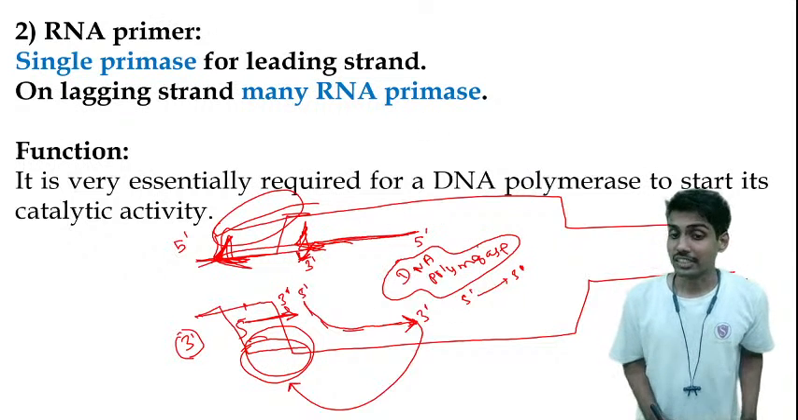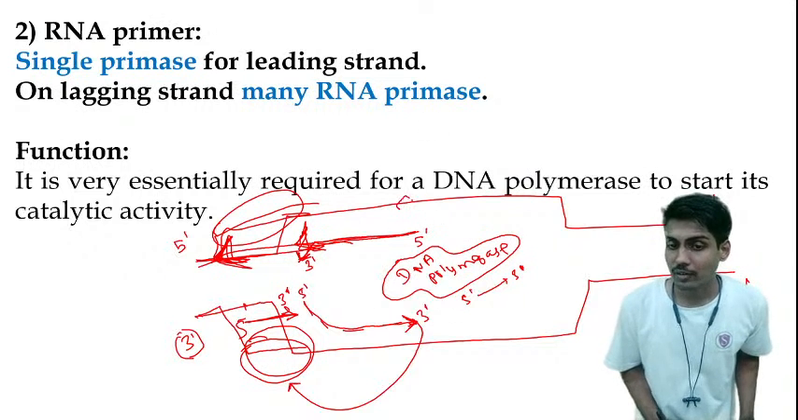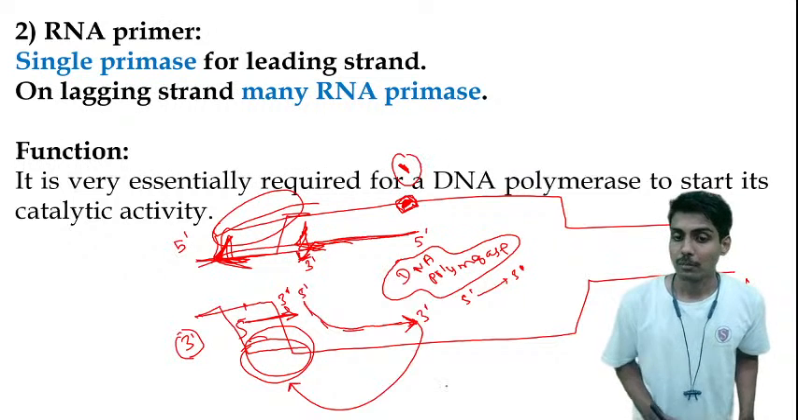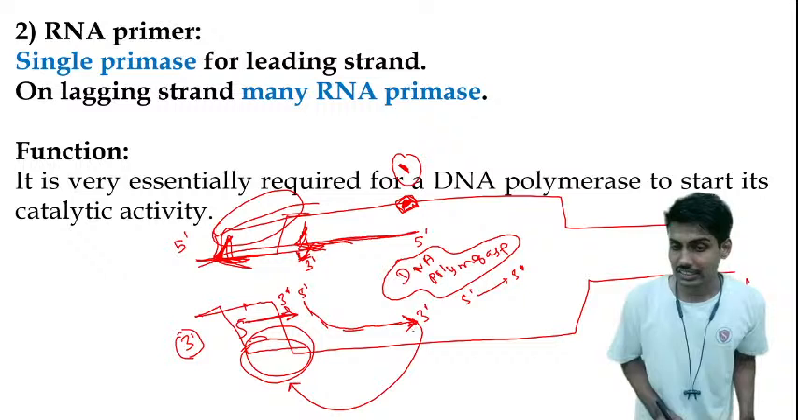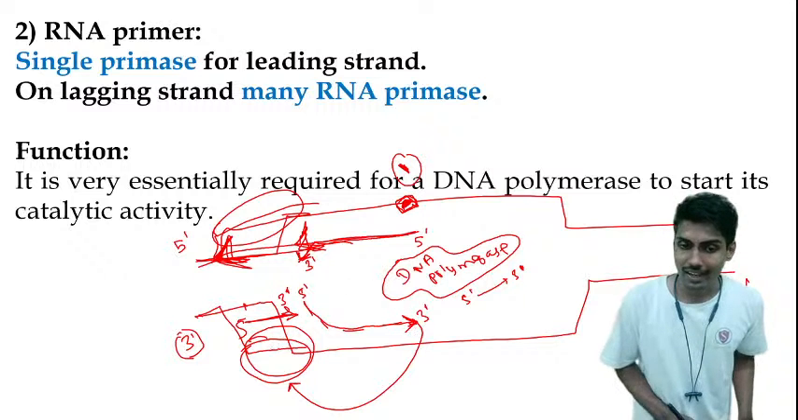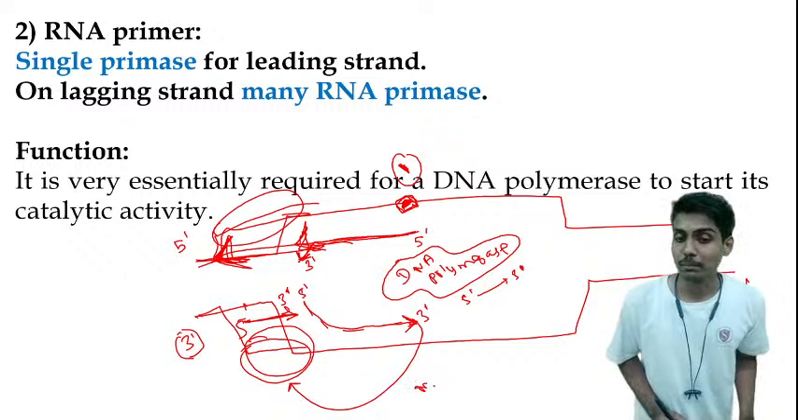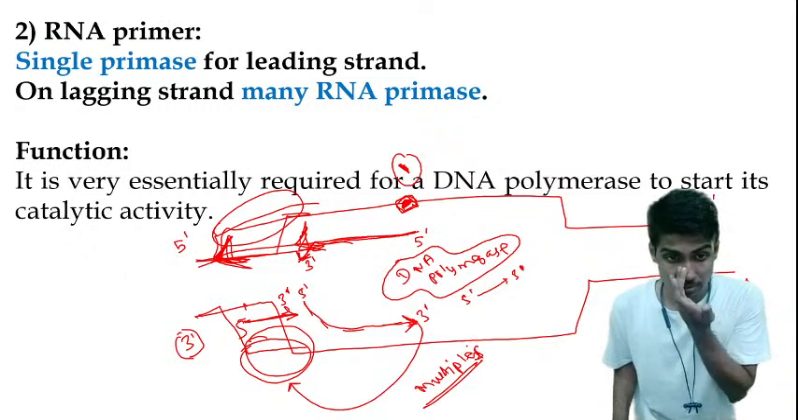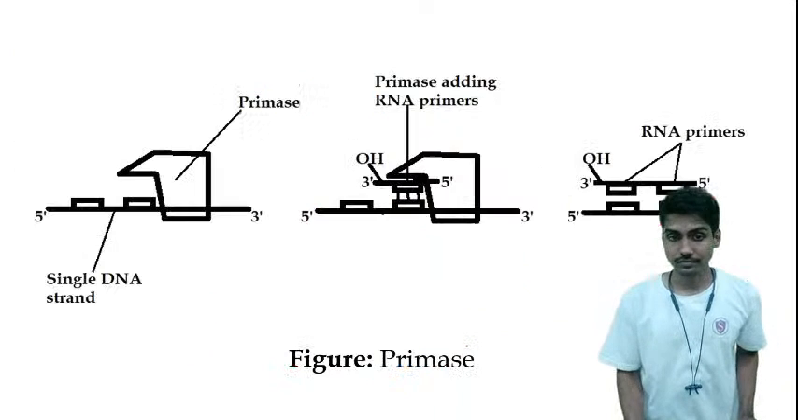So the thing is that RNA primers, which are required for the DNA polymerase to initiate DNA synthesis, are required only once on the leading strand. But on the lagging strand, as this DNA polymerase has to travel back and attach to the newer 5' end, multiple primers will be required on the lagging strand. Okay, multiples will be required. So that is the thing with the case of RNA primers.